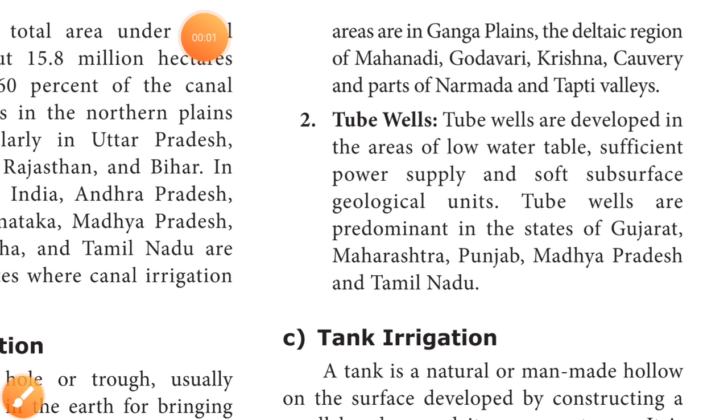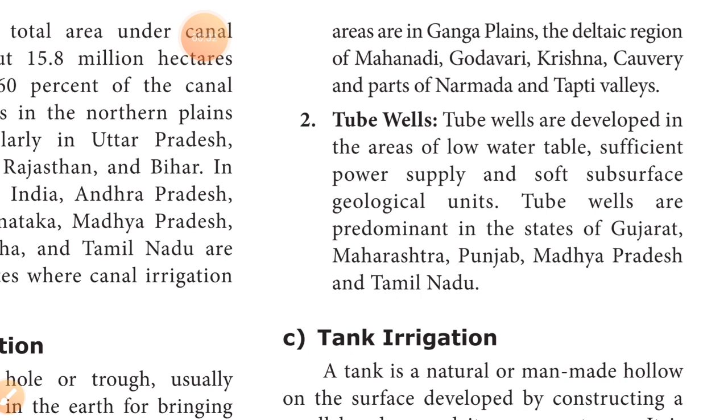Another type of well is the tube well. Tube wells are developed in areas with a low water table, sufficient power supply and a soft surface. This type of well is used in places with a low water level, where water is not available in more quantity. In these areas only they are using tube wells. Next, sufficient power supply: in these areas also they are using the tube well pattern.